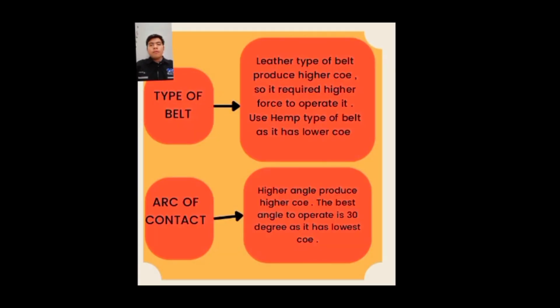There are two variables that were changed in this experiment, which are the type of belt and the arc of contact. The leather type of belt produces a high COF, so it requires a higher force to operate it, while the hem type of belt is the best as it has a lower coefficient of friction. For the second one, arc of contact, a higher angle produces a higher coefficient of friction. So the best angle to operate is 30 degrees as it has the lowest coefficient of friction.